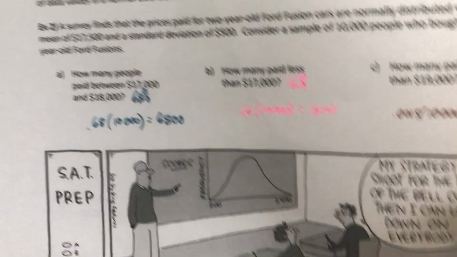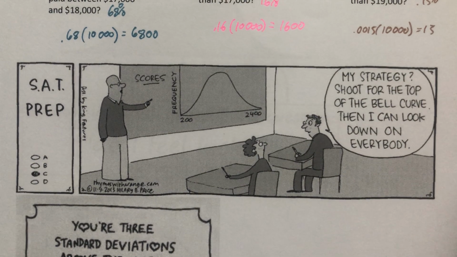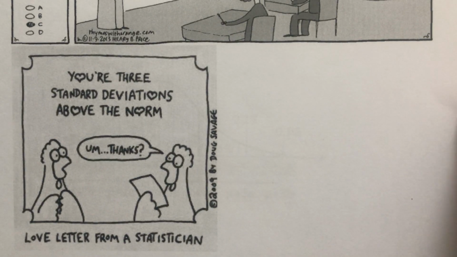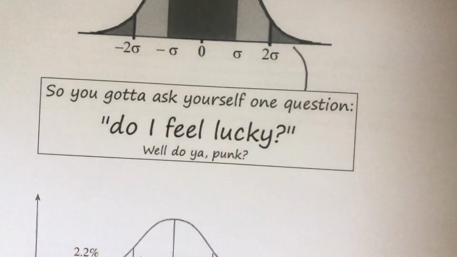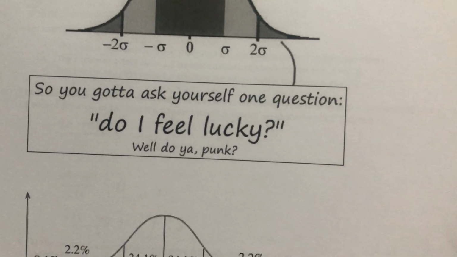All right. SAT is a bell curve. We're going to get to that a little bit more in a second. But this guy's strategy, if you're average, hey, you can look down on everybody. And if you date a statistician, well, you know, you're 3 deviations above the norm. It's a nice place to be. You're better than 99.7% of the population.